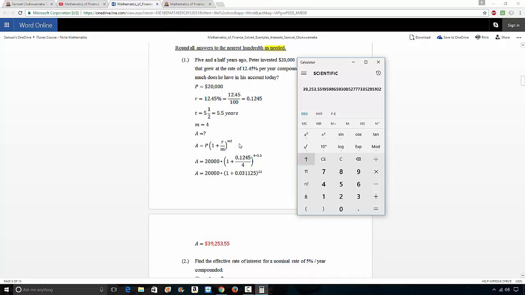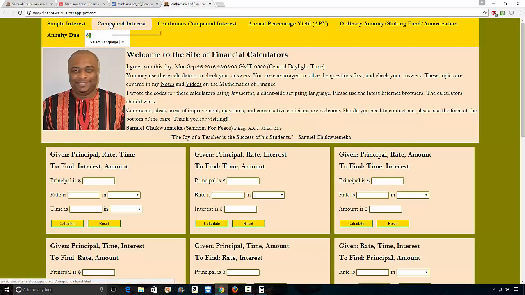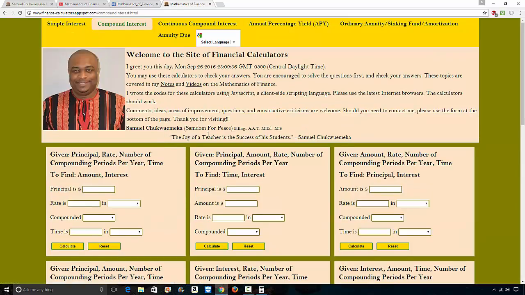So if you want to check your answer here, just to make sure, this is compound interest and you are looking for the amount. So I'm going to click compound interest right here, and I need to find the amount.